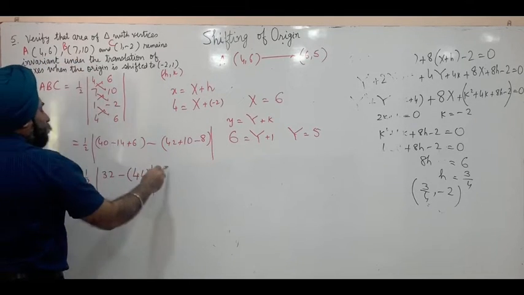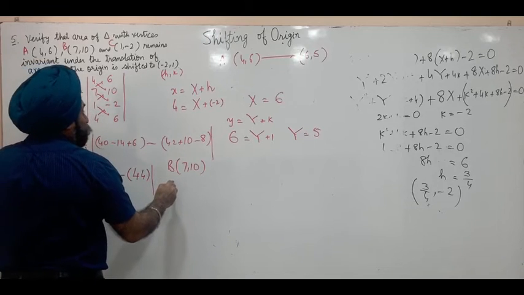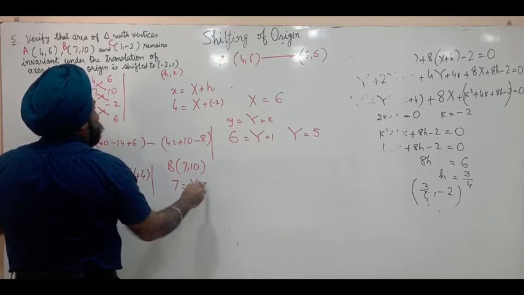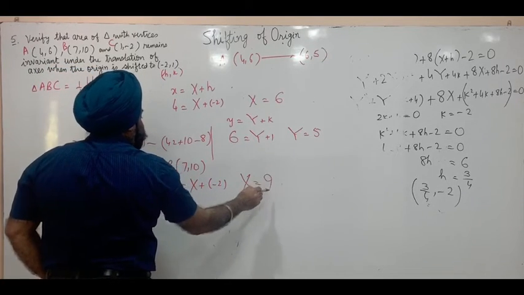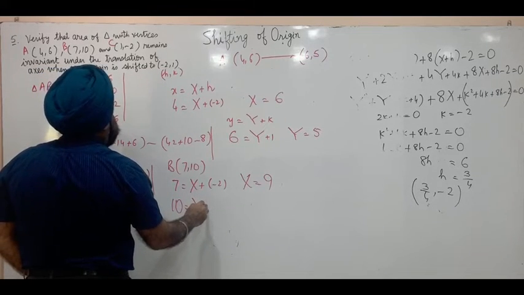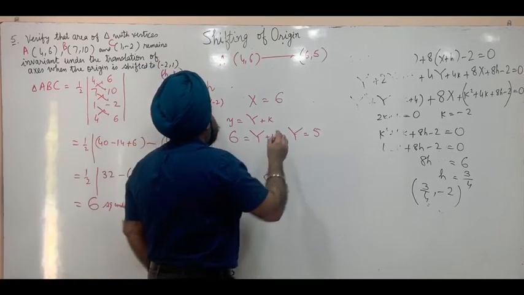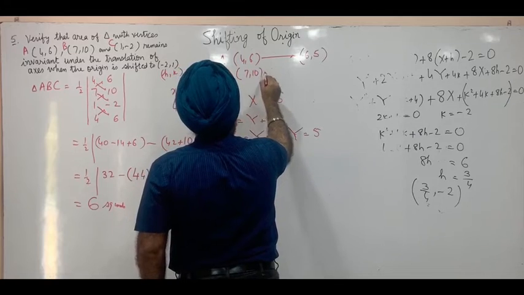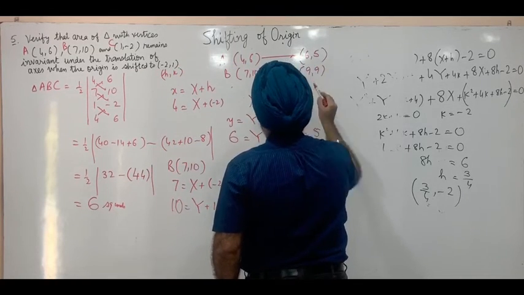Similarly, B is (7, 10). So 7 is capital X plus h, which is minus 2. So X is 9. And the y coordinate 10 is capital Y plus k. k is 1. This gives us Y equals 9. So B with coordinates (7, 10) will have the new coordinates (9, 9).